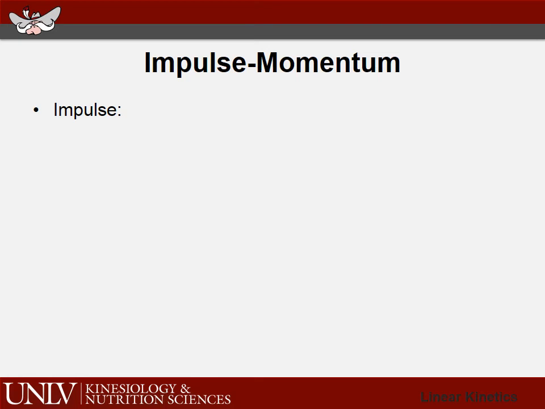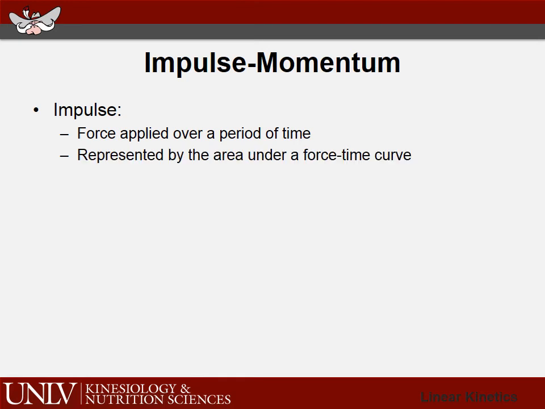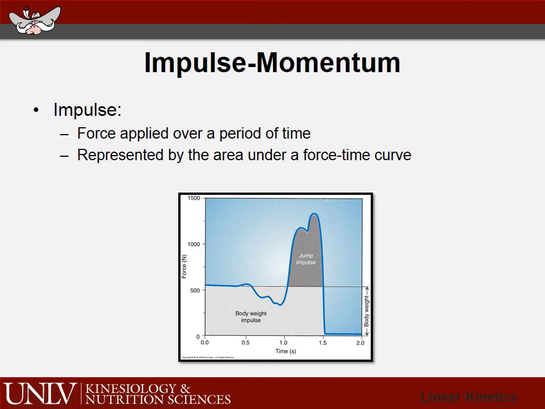So now I want to go further and talk about some relationships and other concepts that we deal with in kinetics and in describing motion. The first one is going to be the impulse-momentum relationship. But we'll first define what impulse is, and that's just the force applied over a period of time. It's represented by the area under a force-time curve. So when I apply a force, there's a certain period of time I apply it for, and it looks like this. On the y-axis, you have the force application. On the x-axis, you have the time I've applied it for.